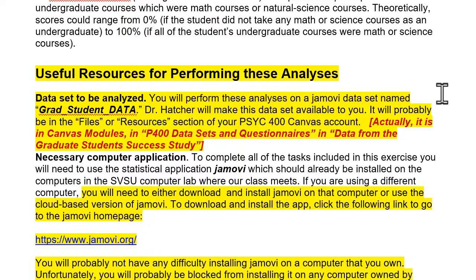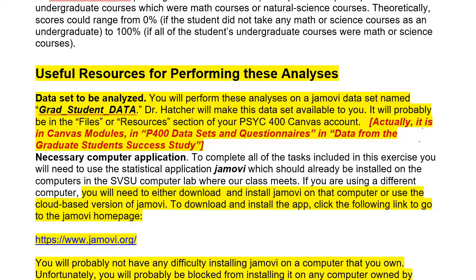A data set to be analyzed. You perform these analyses on a Jamovi dataset named Grad Student Data. Hatcher will make this data set available to you. It'll probably be in the Files or Resources section of the Psych 400 Canvas account. Oh, that's not true. I wrote these directions back during the summer before I realized where I was really going to put them. Where I actually put your data sets is in Canvas modules.